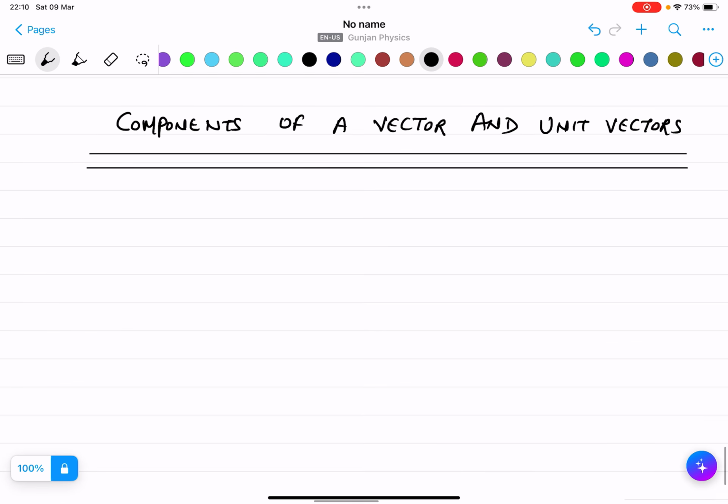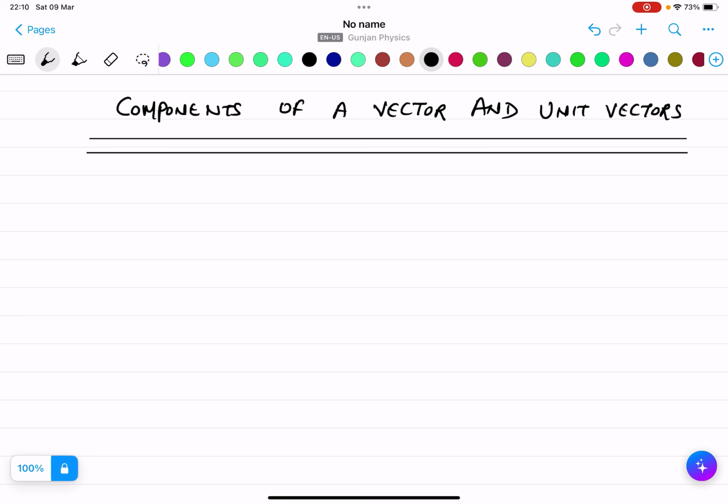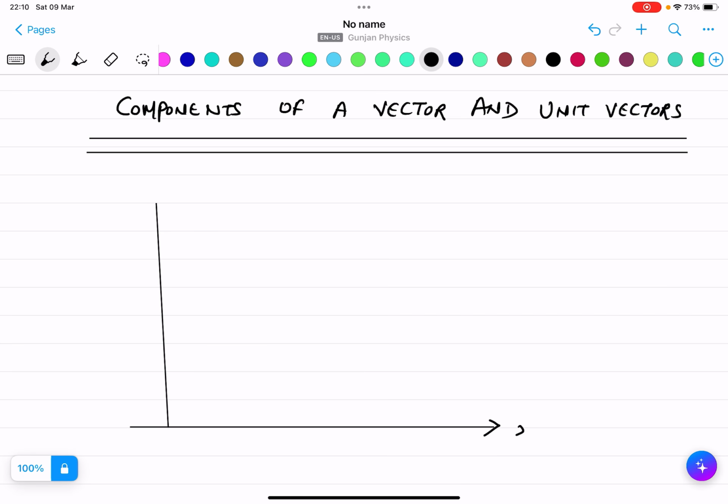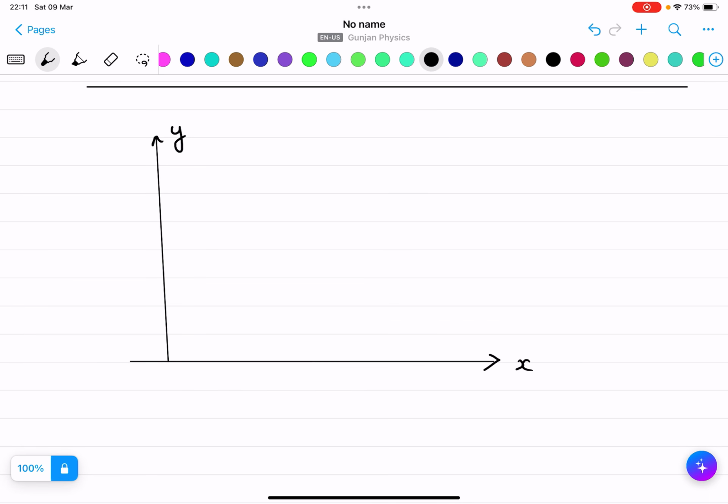Okay. So before explaining this, I would like to make a rectangular coordinate system which will represent x and y axis, right? So I will explain it with the help of that x and y system. So this is my x-axis, this is my y-axis. And I can say there is a vector, consider a vector a. So this is a vector a.